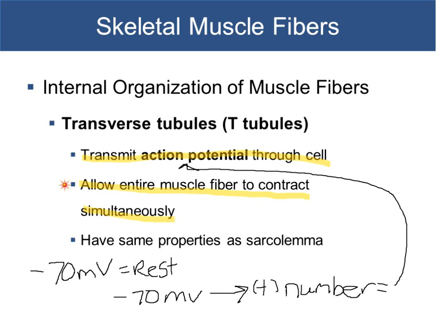Because it's able to propagate or send that action potential, it has basically the same properties as the sarcolemma. The big take-home message from these last two slides is that a cell at rest is at negative 70 millivolts. Anything that changes that voltage to go from a negative number to a positive number, we consider an action potential.